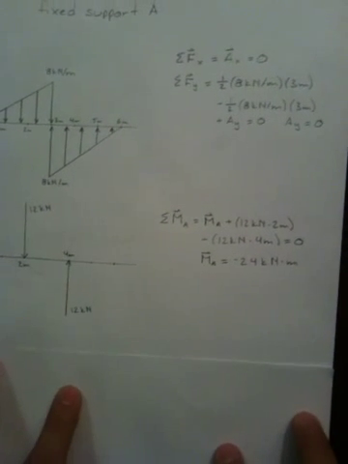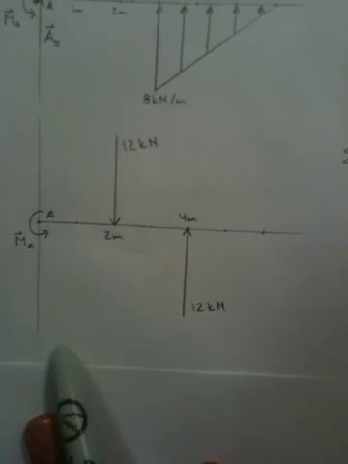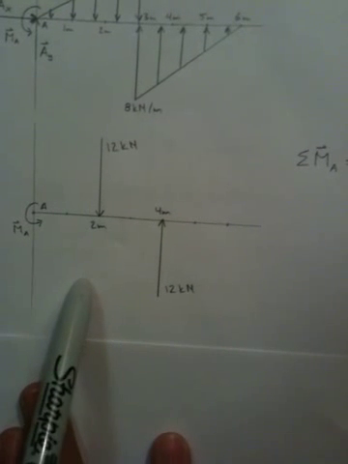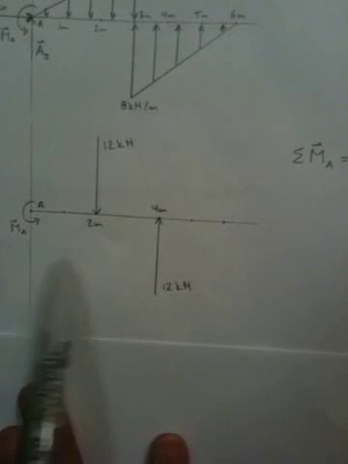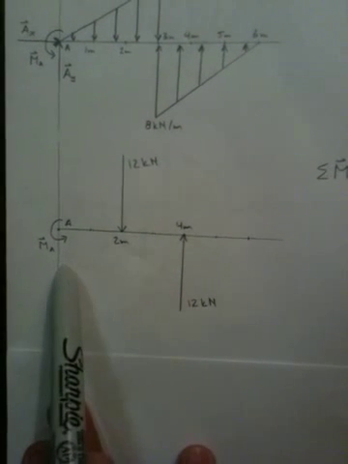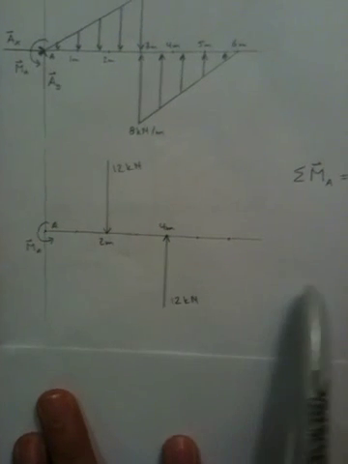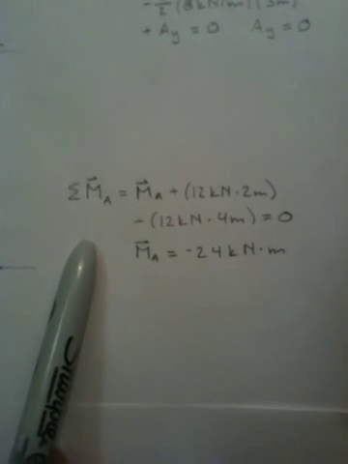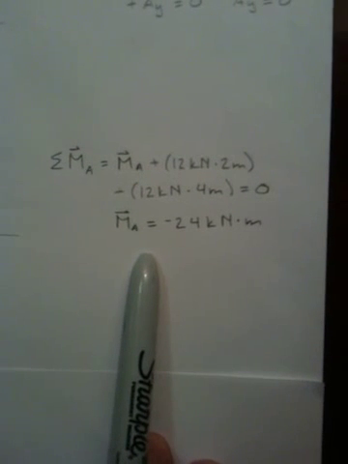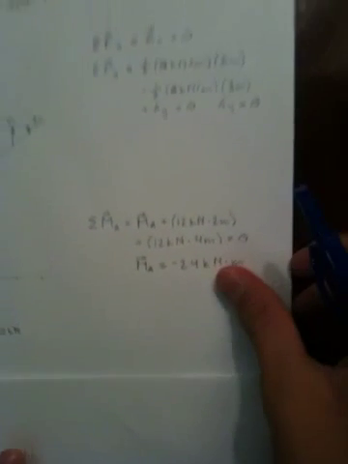Then we move on to moment equilibrium, and here's a simplified diagram which shows each of the distributed loads as resultant forces on the beam. Notice here we've added a couple moment at A to account for moment equilibrium. So here's the equation, and finally we get a couple moment of negative 24 kilonewton meter at A.